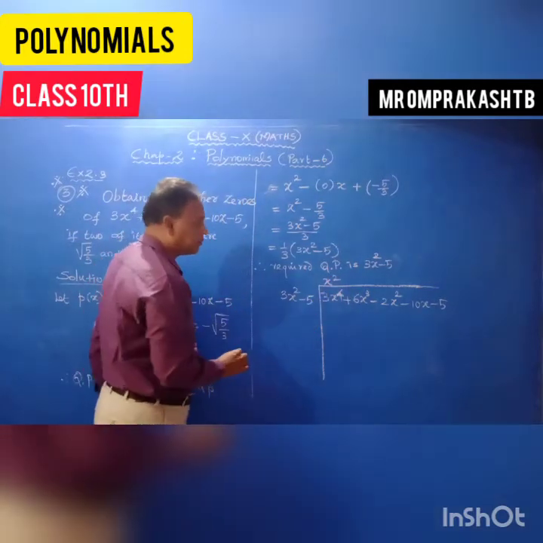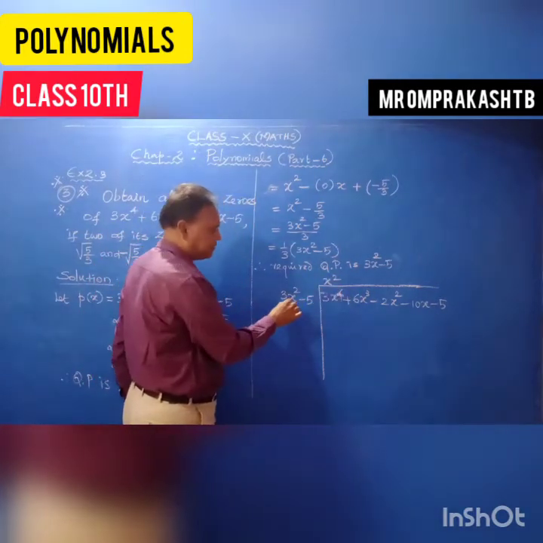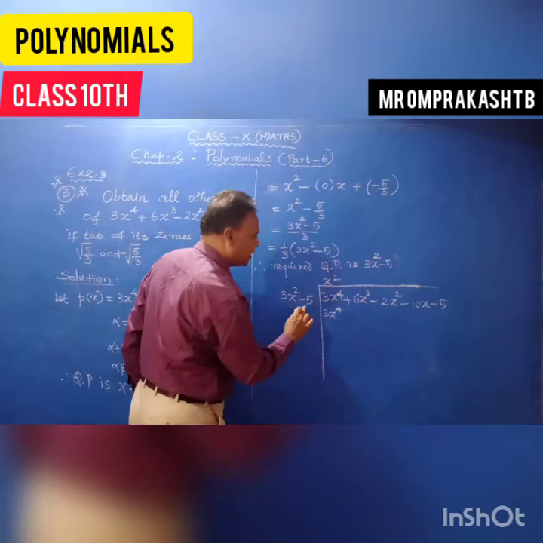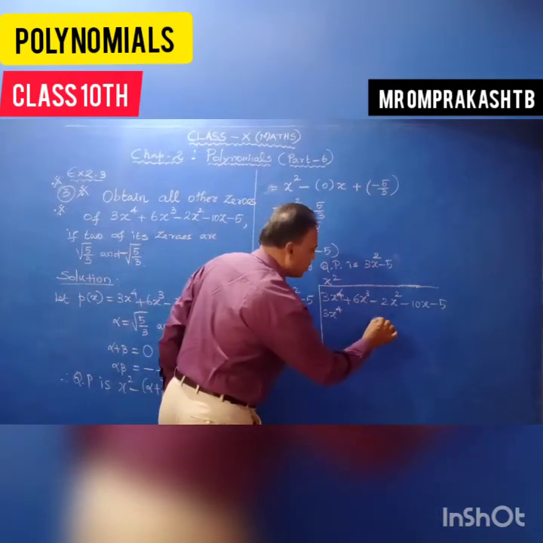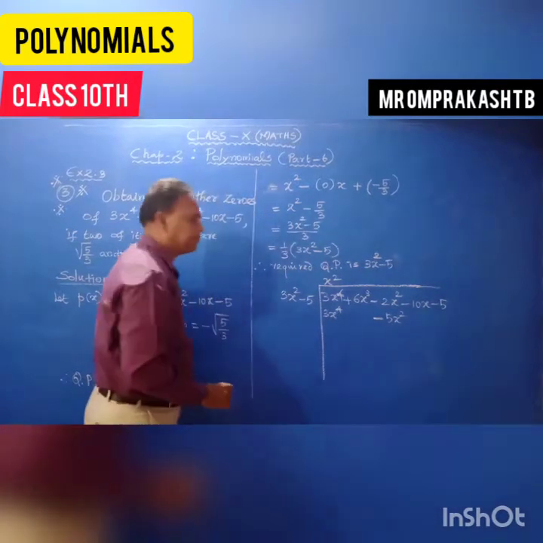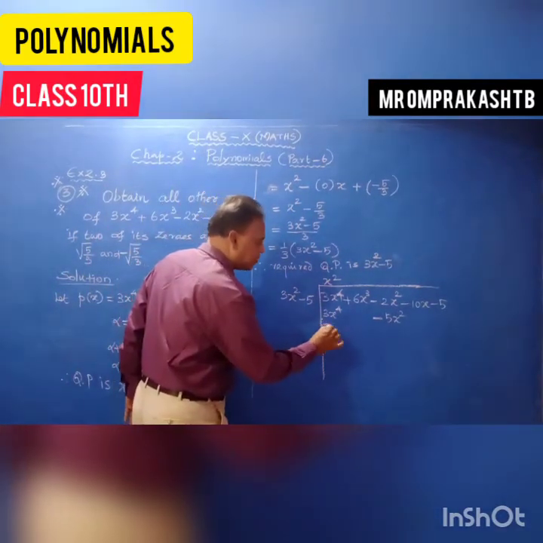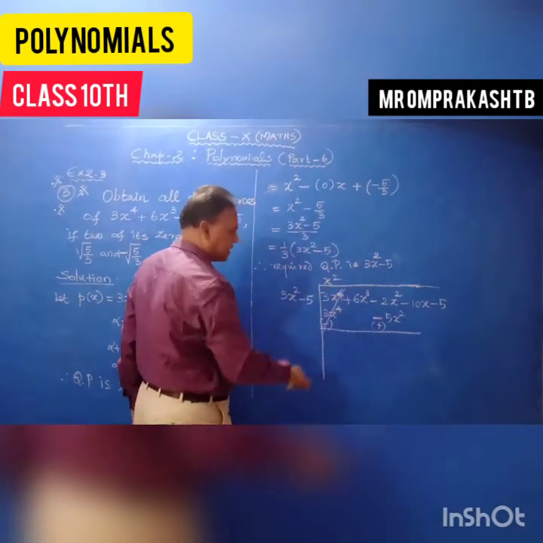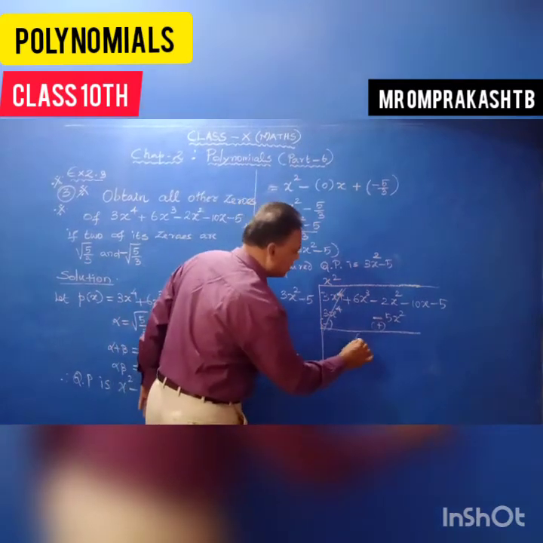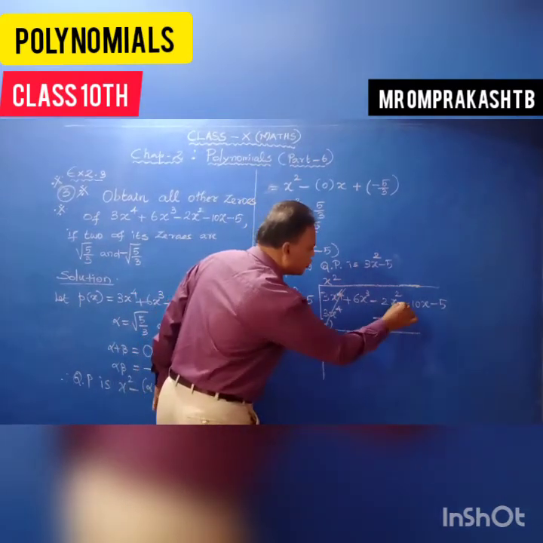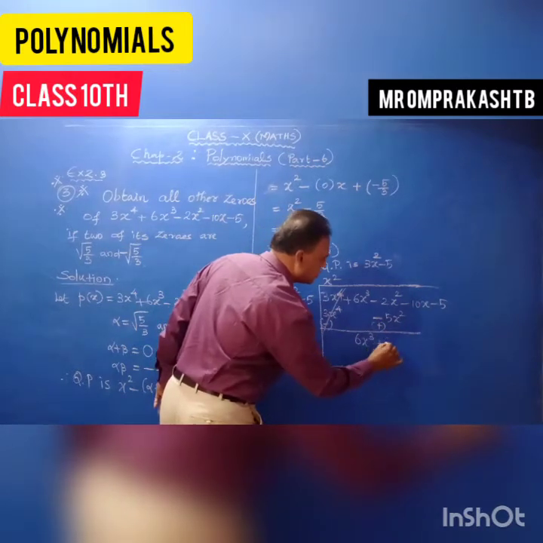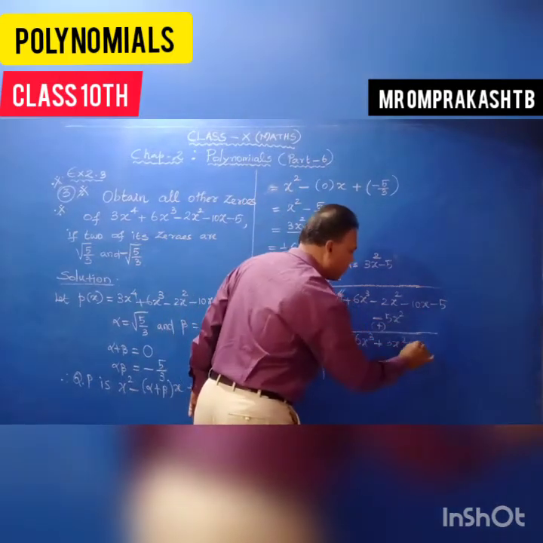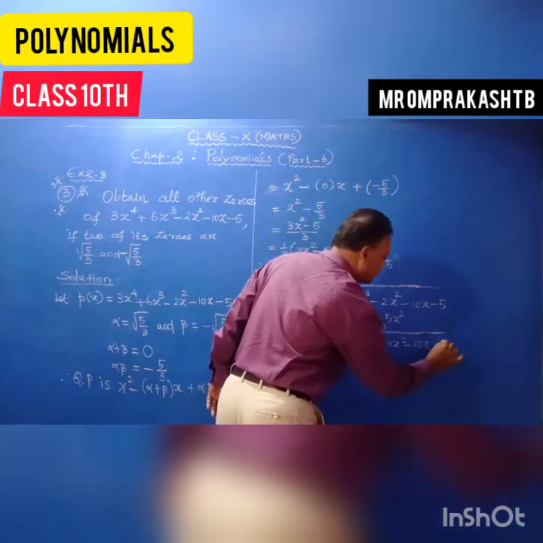Understand? Now you multiply by this x squared. What will happen? 3x power 4 minus 5x squared. Write minus 5x squared here. Now subtract it, so change the sign: plus means minus, minus means plus. Now the first terms, plus and minus, get cancelled. Bring down 6x cube, and minus 2x squared plus 5x squared is 3x squared, with a plus sign. Then bring down minus 10x minus 5.